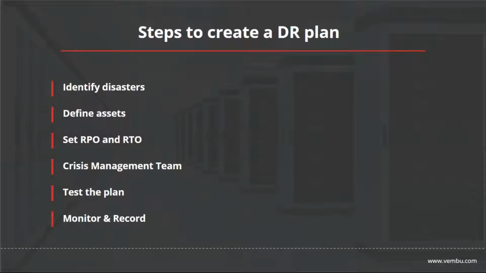A plan is what makes our environment much more stable and much more accountable to all the drives. So as far as this is concerned, it is important to understand the 6 steps as a whole. These are the 6 steps that I've shown you. Initially you have to identify the disasters, define the assets, and set an RPO and RTO, then the crisis management team, the plan to be tested, and the monitoring and record. Individually, let's see what each one has to say.